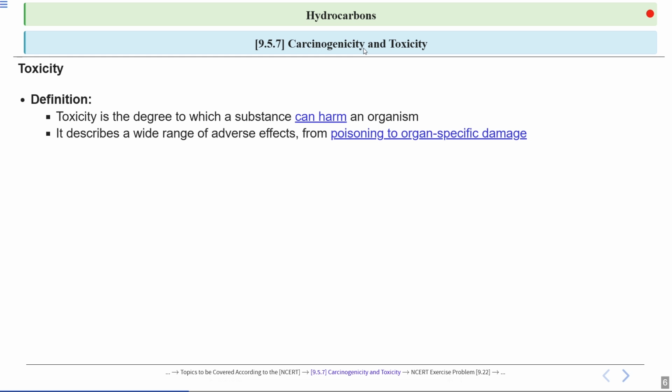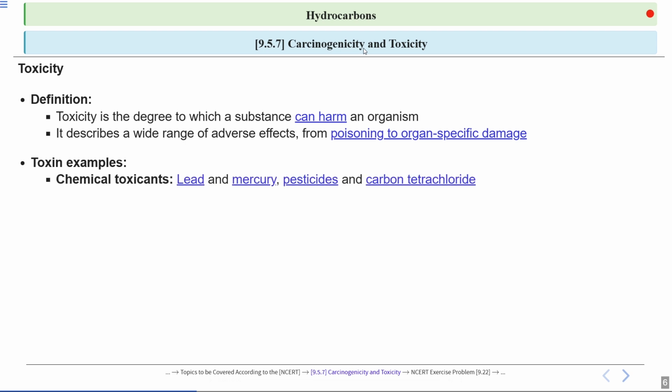Now, it covers a wide range of harmful effects. This can be anything from immediate poisoning to long term damage to specific organs like the liver or kidneys. It is important to remember that toxicity isn't only about death or severe illness, it can also include subtle or delayed effects. Now, let us look at some examples of toxins. These examples will help us see the different types of substances that can be toxic, whether they are chemical, biological, or physical in nature. First, chemical toxicants.